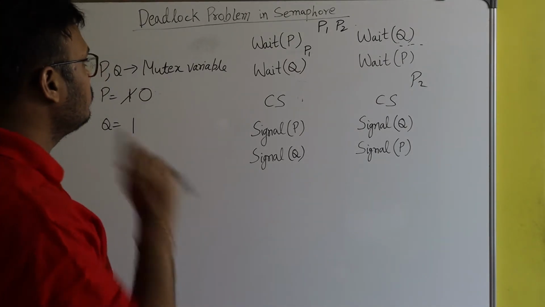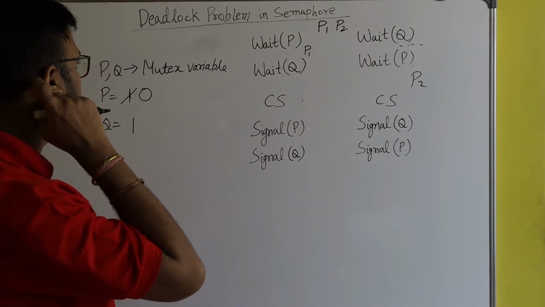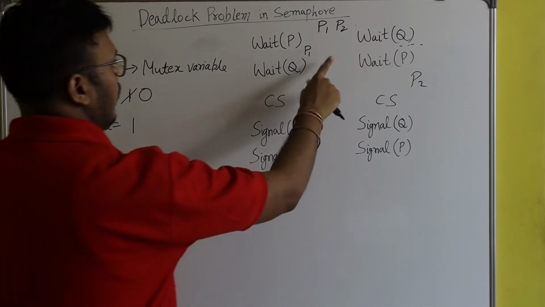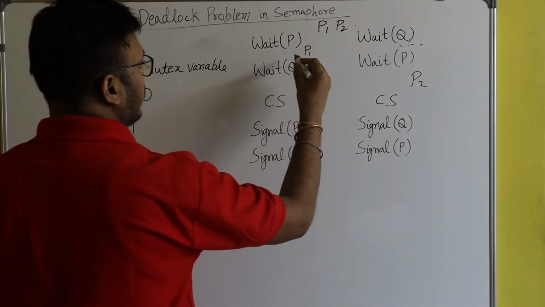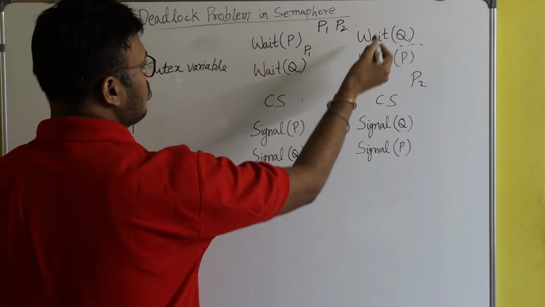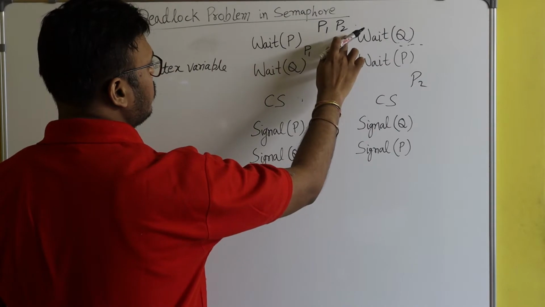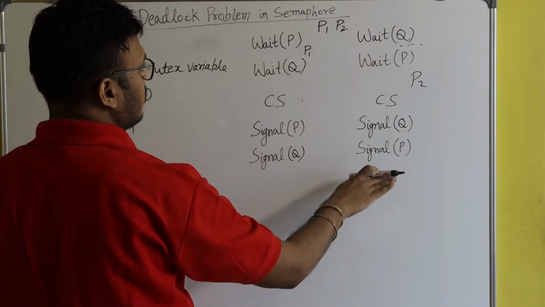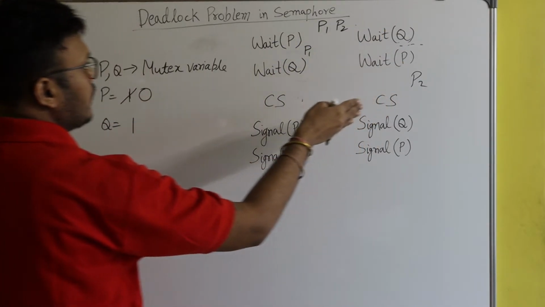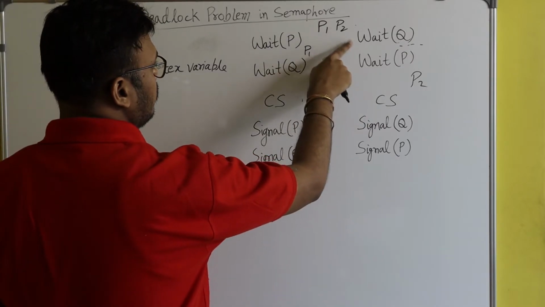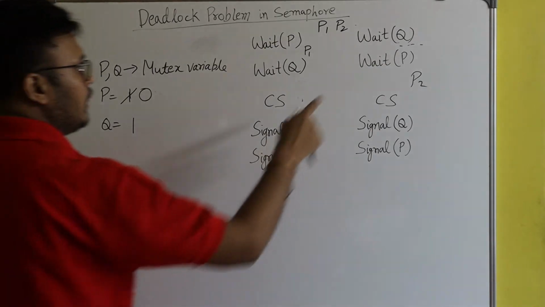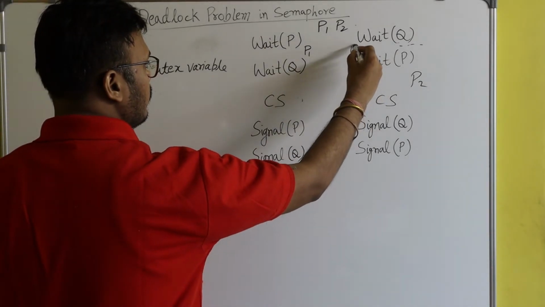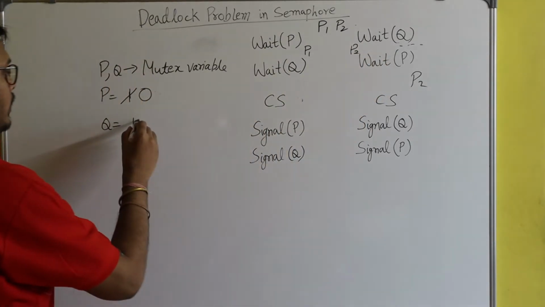Now suppose at this point context switching happens and the CPU is given to process P2. So P2 will run this code. In order to enter the critical section, P2 will run wait of Q. Since Q is 1, definitely P2 will come here, making the value of Q 0.